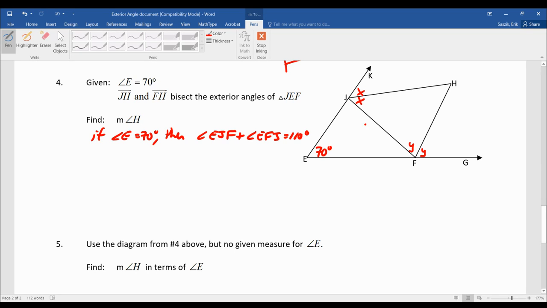Okay? Now this is cool. Watch this. So this plus this is 110. Now watch this. Here we got a straight angle, right? We know a straight angle is 180. Here we have another straight angle. We know that's 180. So if we add these two straight angles together, that would be 360. So watch this. 2x plus 2y plus these two angles. Now remember, these two angles add to 110. That all has to equal 360, right? Because that's a straight angle, and so is this.